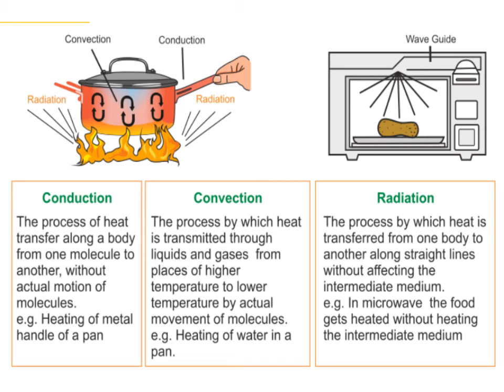And radiation is a process in which heat can be transferred from one body to another body along straight lines without affecting the intermediate medium. Here intermediate medium means the molecules. If there are molecules, heat may transfer. If there are no molecules, heat also transfers, like the sun's radiation. The heat emitted by the sun reaches us without affecting the intermediate medium. Like in a microwave oven, the food gets heated up without heating the intermediate medium.